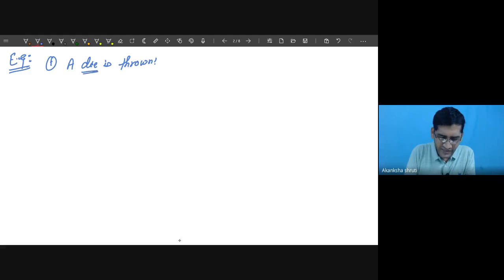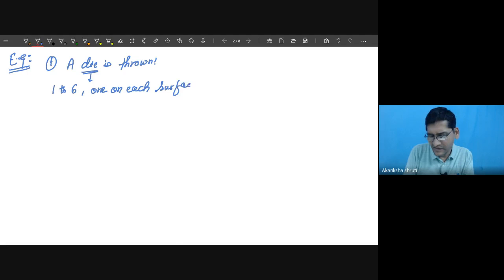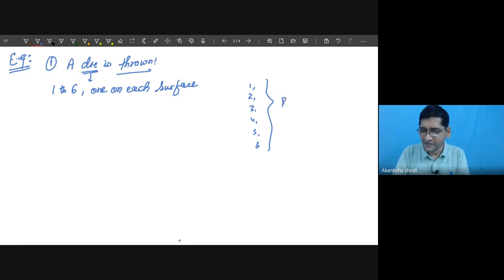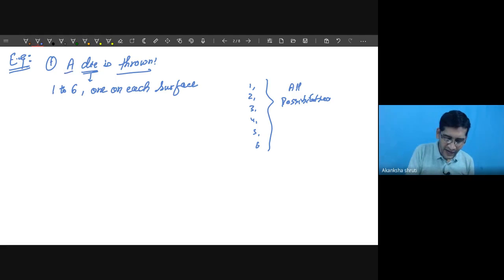A die is thrown. Then you know that this die has 6 surfaces, meaning it is cubical in shape, and on each surface one number is written, and that number varies from 1 to 6. Okay, 1 on each surface. While this is thrown without looking, it may be possible that at the top it could be 1, or 2, or 3, or 4, or 5, or 6. So these are the 6 possibilities. So these are all the possibilities for one die I am throwing.